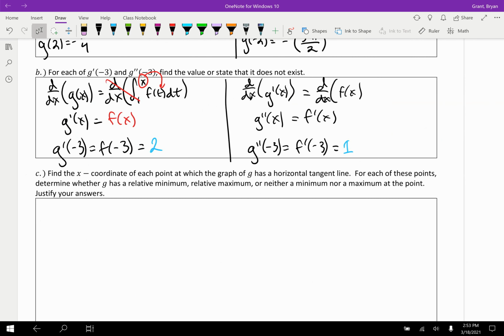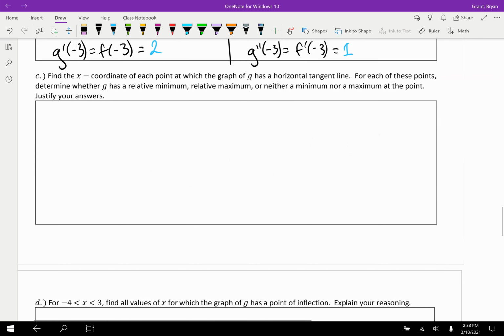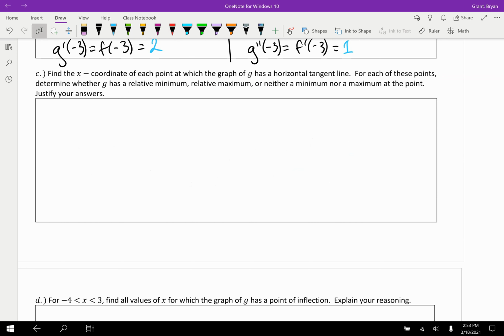Find the x-coordinate of each point at which the graph of g has a horizontal tangent. For each of these points, determine relative min, max, neither. Okay, let's break it down. Each point where g has a horizontal tangent. Horizontal tangents, picture that, side to side, are lines with a slope of, we always have to relate it back to slope or area, it's calculus, with a slope of 0. So to determine the x-coordinates where g has a horizontal tangent, we need to set g prime of x equal to 0. Not bad at all.